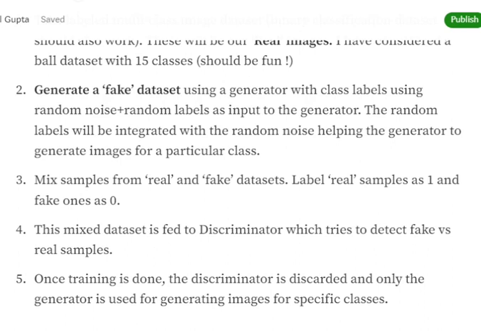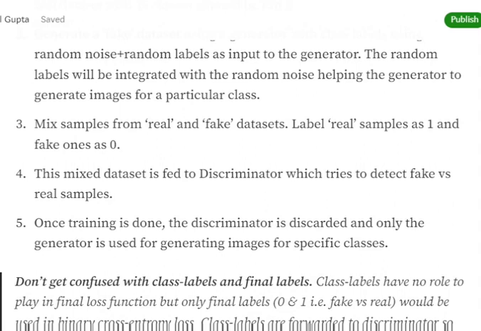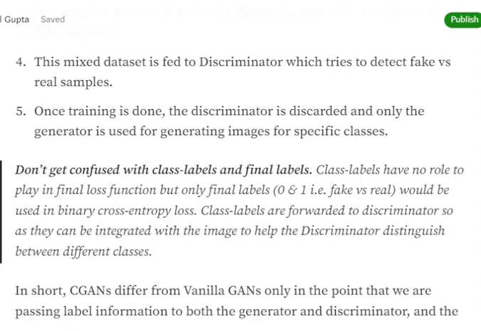Now we would be mixing the real and fake datasets. Real is the actual dataset, fake is the one generated by the generator, and we will feed this mixed dataset to the discriminator to classify between real and fake. Once the training is done, the discriminator would be discarded and the generator would be used for generating images for specific classes.